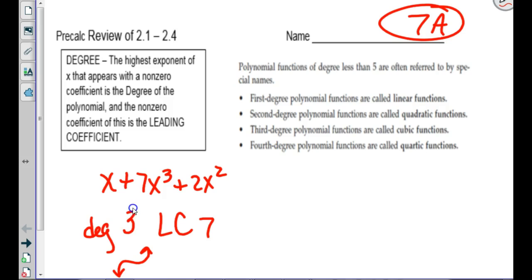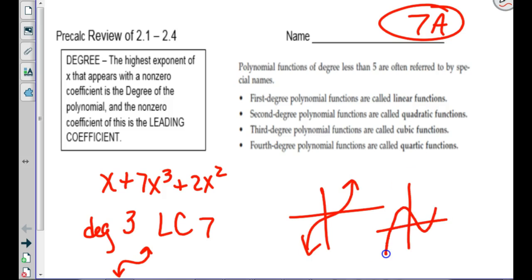It doesn't mean there's necessarily 3. It could just be crossing once, but it could also have this shape, okay? So it's the maximum possible number.